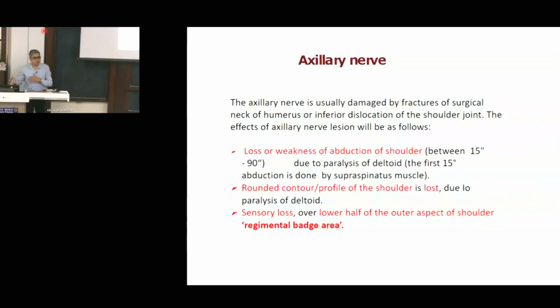Which muscles are supplied by the axillary nerve? The deltoid and teres minor. Teres minor cannot be tested easily, but the deltoid we can test. How do you test the deltoid? The action of the deltoid is abduction. So initially we ask the patient to do the abduction. Normally, when the teacher asks you to do that testing, there are two types of students. One will say, yes sir, lift it, done, testing finished.